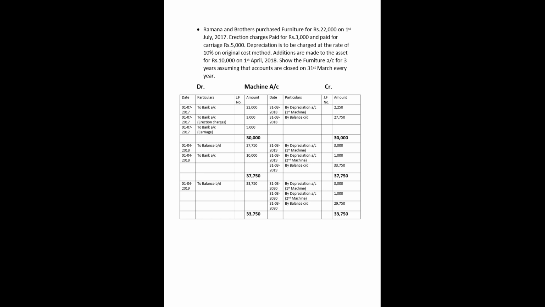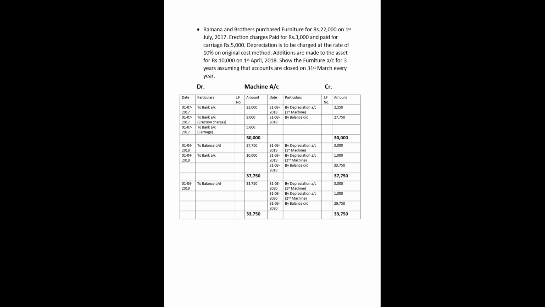First, we'll put the format, debit and credit, name of the ledger, machine account. On the debit side, date, particulars, JF number, amount, and on the credit side, the same should be mentioned as on the debit side. Now, since we have purchased the machine on 1st July 2017, we'll mention to bank account 22,000 on the debit side. Here we have paid erection charges and carriage also, that needs to be shown separately. So to bank account, erection charges 3,000, to bank account carriage 5,000, that comes to a total of 30,000.